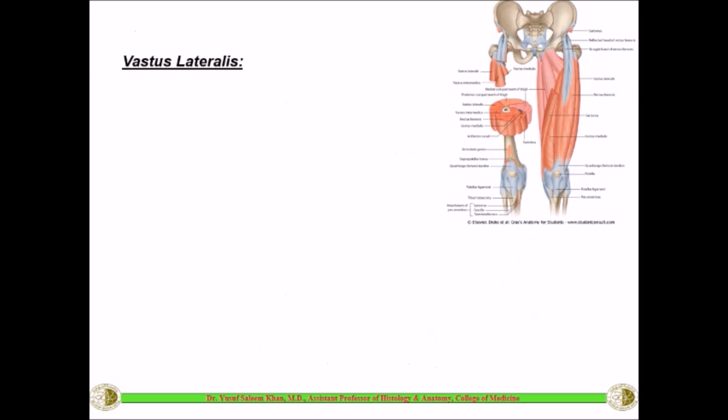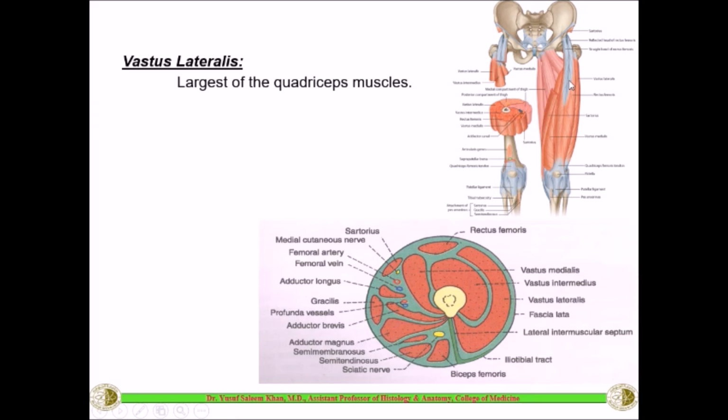Coming to the second muscle of the quadriceps femoris, that is the vastus lateralis. So this is the muscle which is on the lateral side. Here on the other side, this is the vastus lateralis. So this is the largest of the quadriceps muscle, even though it looks very small here. If you see the cross section, then you can appreciate how big it is.